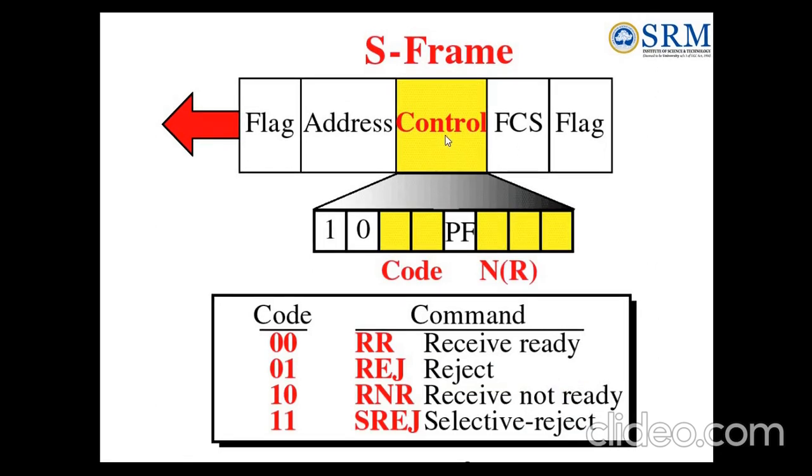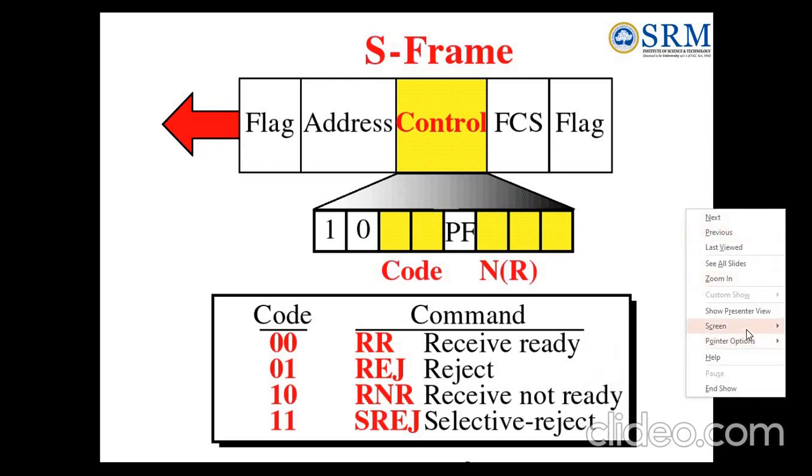The S frame control field. The first bits, if they are 10, indicate it's an S frame. In the code, we have 2 bits here, and 3 bits here. These 3 bits are N(R), the next expected frame in ARQ. This code of 2 bits: if it is 0, 0, it is receiver ready. If it is 0, 1, it is reject. If it is 1, 0, it is RNR, receiver not ready, and 1, 1 is selective reject.